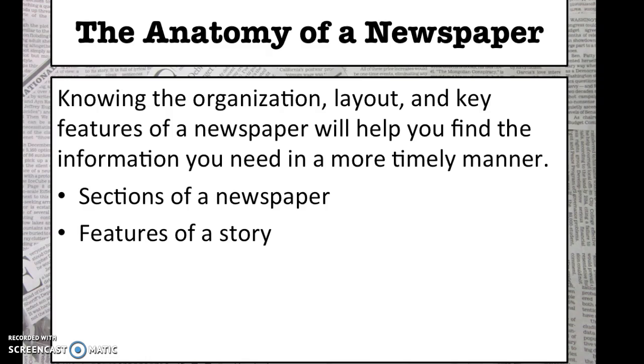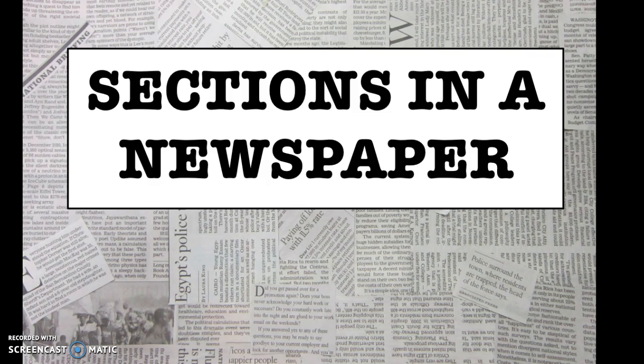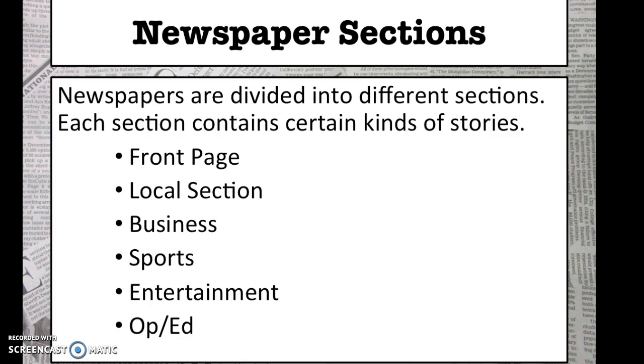So, in order to really understand and be able to write within the different layouts and organizations and features of our newspaper, we want to talk about the sections of a newspaper and the features of a story within that section. So we have different newspaper sections. The newspapers are divided into different sections, like the front page. There's a local section. You'll see a lot like our Baltimore or Washington news, and then even there's sometimes a Montgomery County section. Then there's business, sports, entertainment, and then you have your opinion editorial pieces as well.